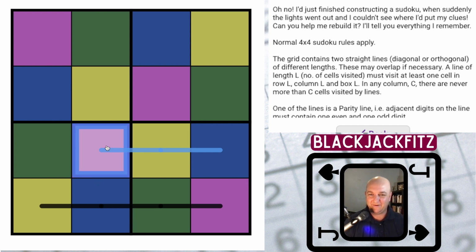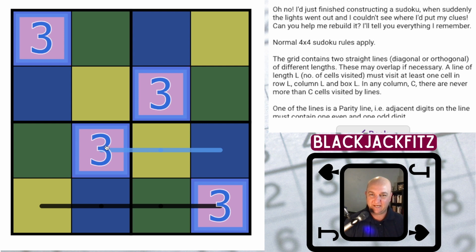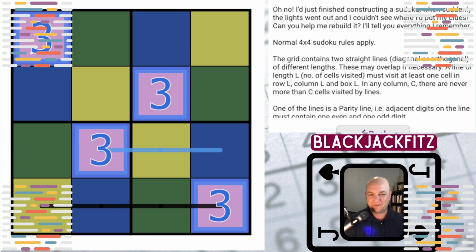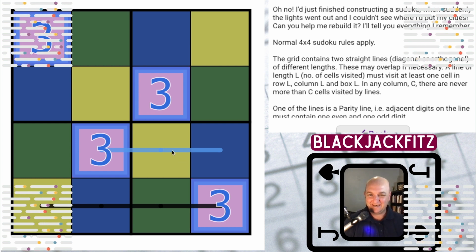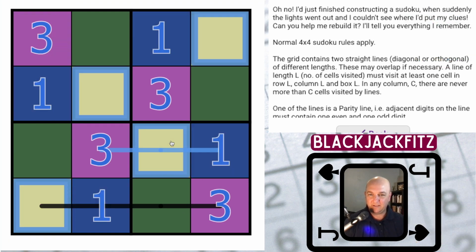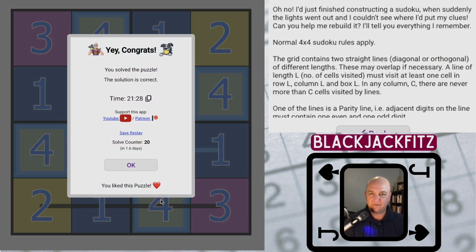Anyway, so what did we get? Let's do these 3s again, in case Sarah's still up. There we go. Let's get our 3s in the corner. That's very nice. Now we know that blues are 1, yellows are 2, and greens are 4. Nice.